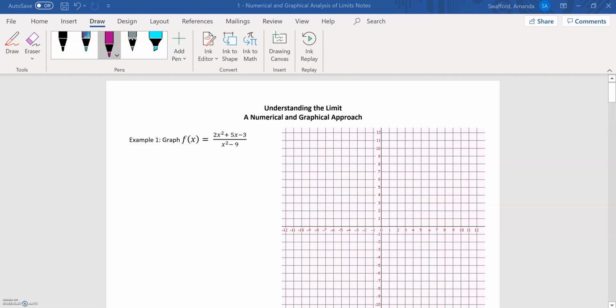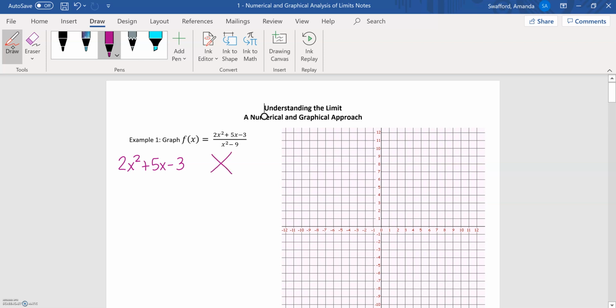As I mentioned in class, you're not going to always have to graph functions in calculus, but it's really important to be able to look at an equation and understand its characteristics. So the first thing we need to do is to factor our function. So we're going to take 2x squared plus 5x minus 3, the numerator, and factor that.